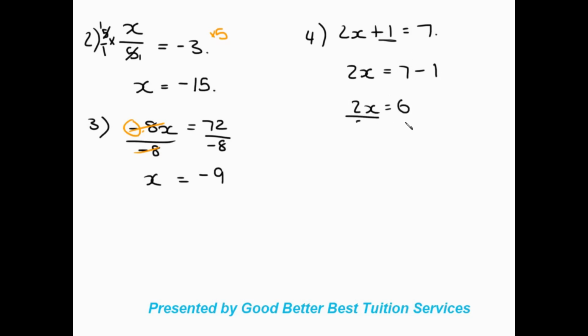Getting x by itself, we're dividing by 2. So we divide 6 by 2 as well, because what we do to the one side, we need to do to the other side as well. 2's cancel each other out. We are left with x is equal to 6 divided by 2, which is 3.